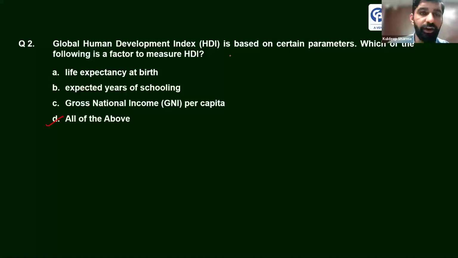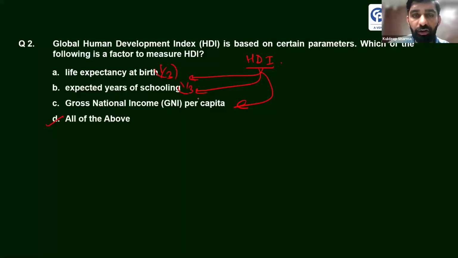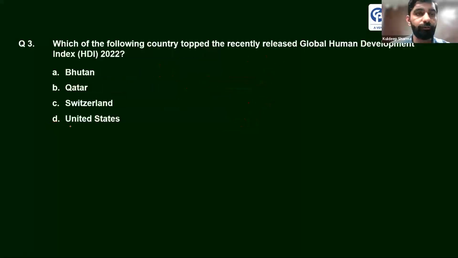So if you have studied HDI in your economics, then you will know that HDI is measured by measuring the performance of a country on these three parameters, and all three have one-third weightage in the calculation of the index. Okay, so the answer for the second would be D, all of the above. Let's move to the next question. So the next question is again from the Human Development Index.